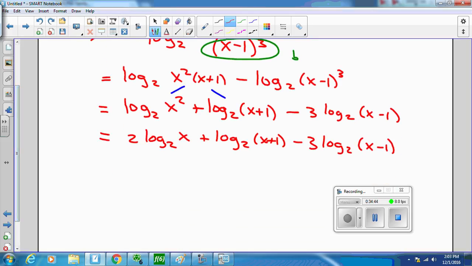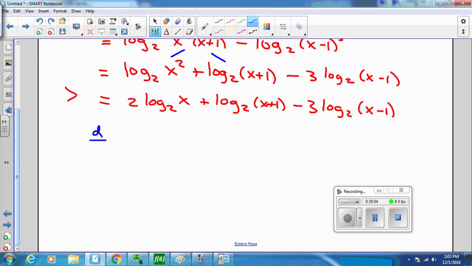Now, why would I want to do this? Notice what I have accomplished. I've taken the log of a complicated product and quotient, and I've converted it into the sums of and differences of logs. Everybody see that? Why might I wish to do this? Well, here's one reason. It's a lot easier to take the derivative of this than it is of that.